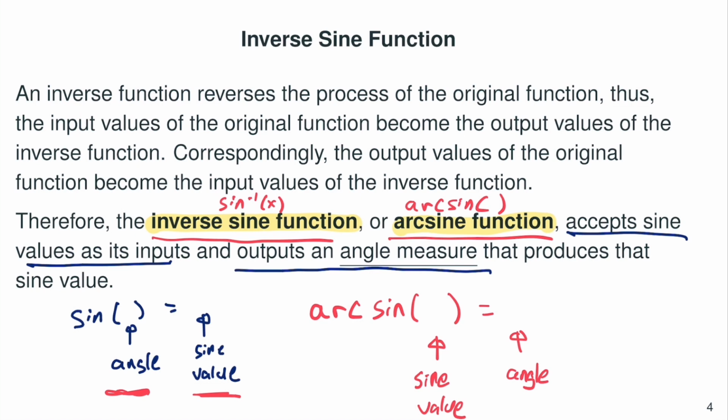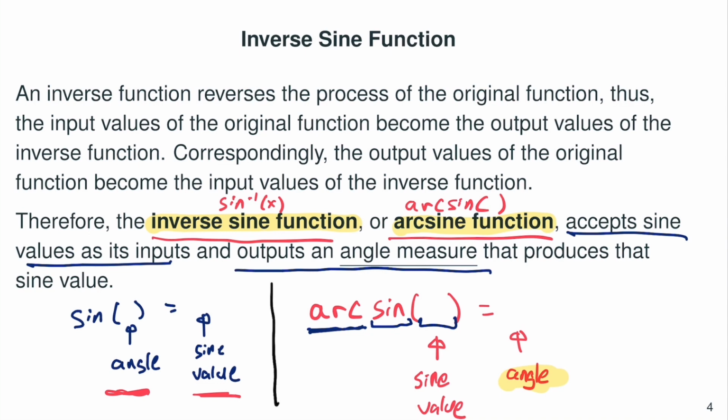So that's the difference. Here's the important thing: the output for inverse sine or arc sine is an angle. That is why it's also called arc sine, because it produces the arc, or the angle in radians, that is needed to get this sine value. So what angle do we need for sine to get this sine value? Well, that's the answer. I'll do an example later, but this is the main idea of arc sine.